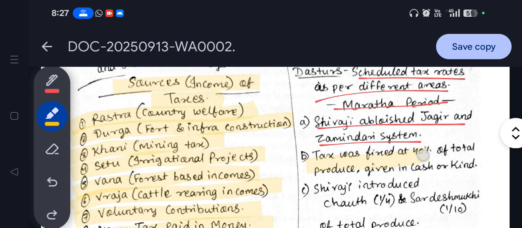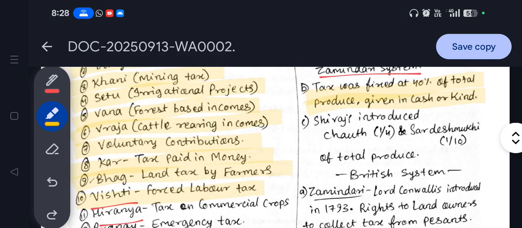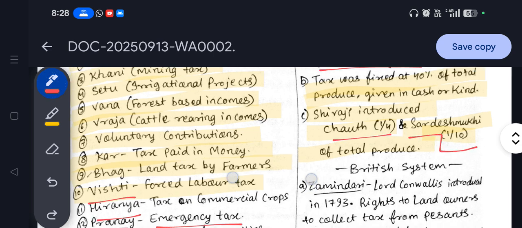Tax was fixed at 40% of total produce given in cash or kind during the Maratha period. Shivaji Maharaj introduced Chauth, that is 1/4, and Sardesh Mukhi, that is 1/10 of total produce as a tax. So depending upon income and depending upon how the situations and certainties were, these two types of tax were imposed by Shivaji Maharaj according to the different incomes and revenues generated.